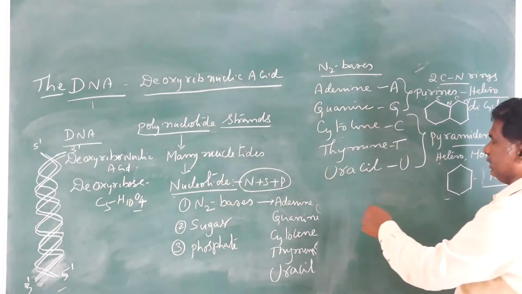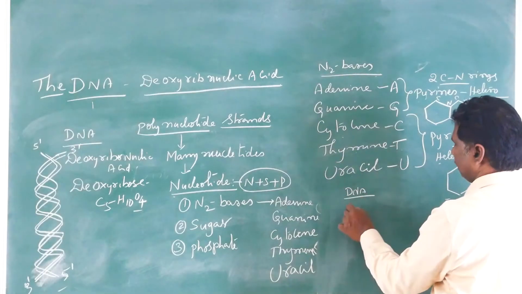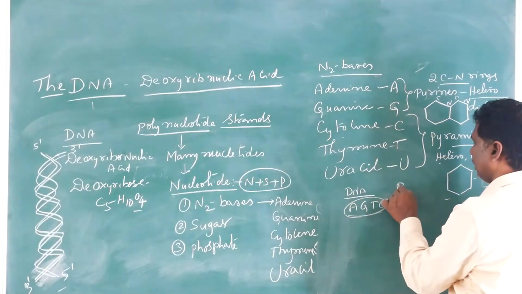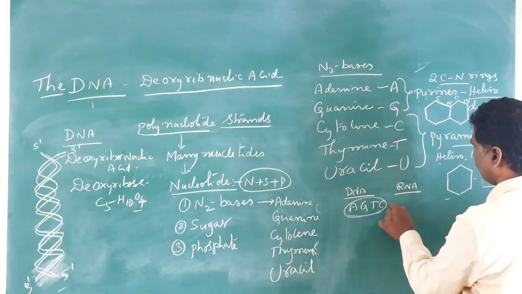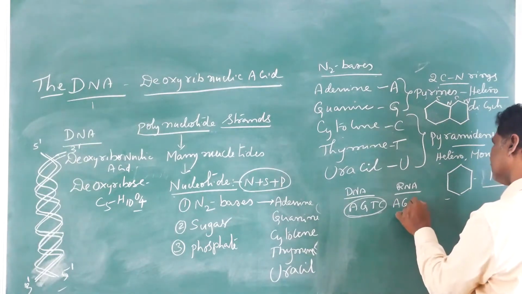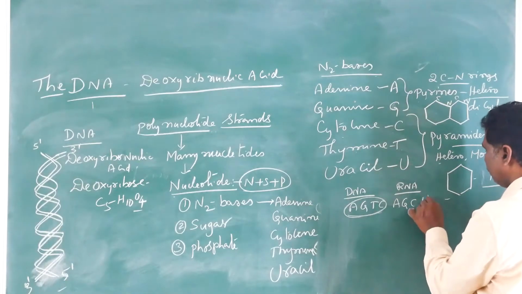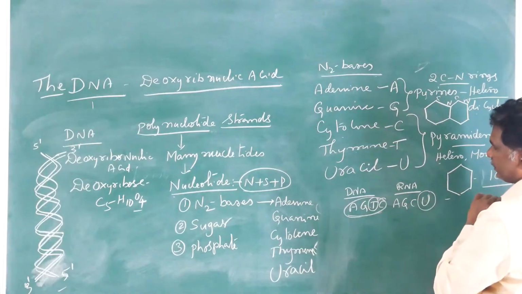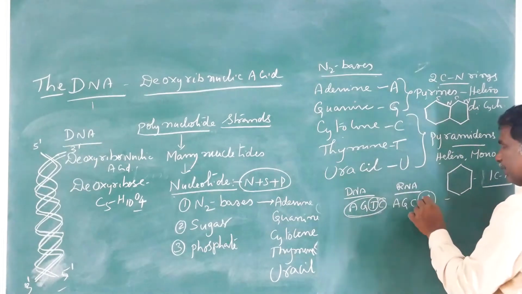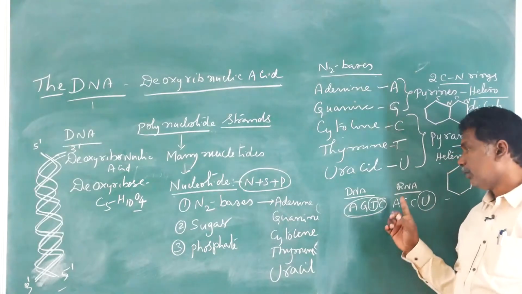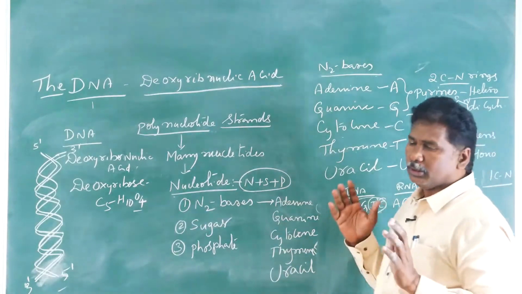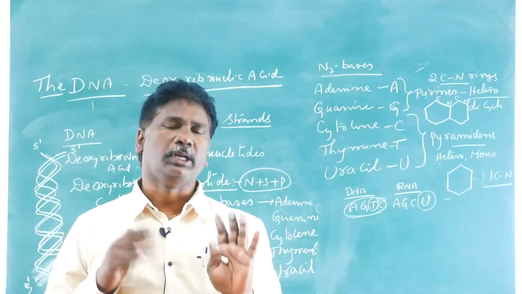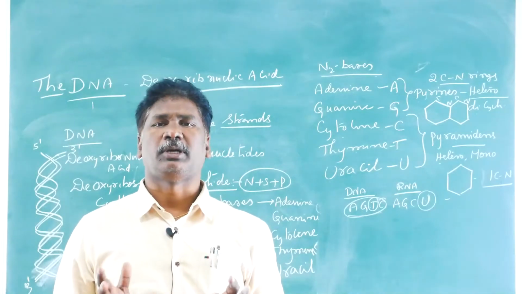When we observe DNA, DNA has adenine, guanine, thymine, cytosine. Four are present. And RNA has adenine, guanine, cytosine and uracil. RNA has uracil, but DNA contains thymine. In DNA, thymine is present instead of uracil. In RNA, uracil is present instead of thymine.